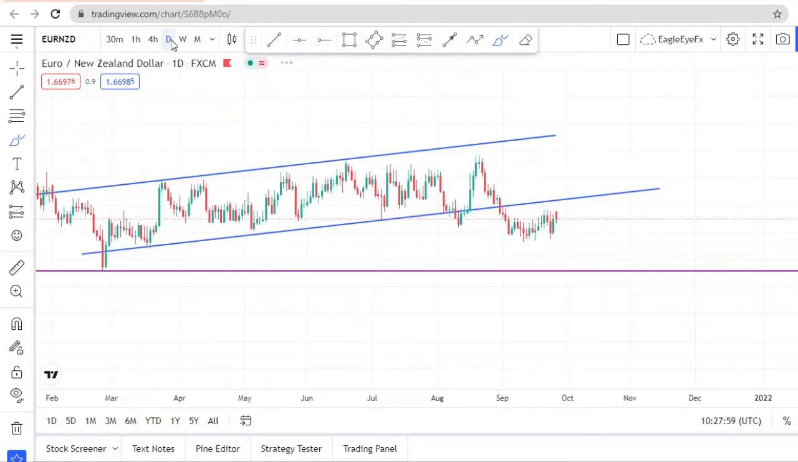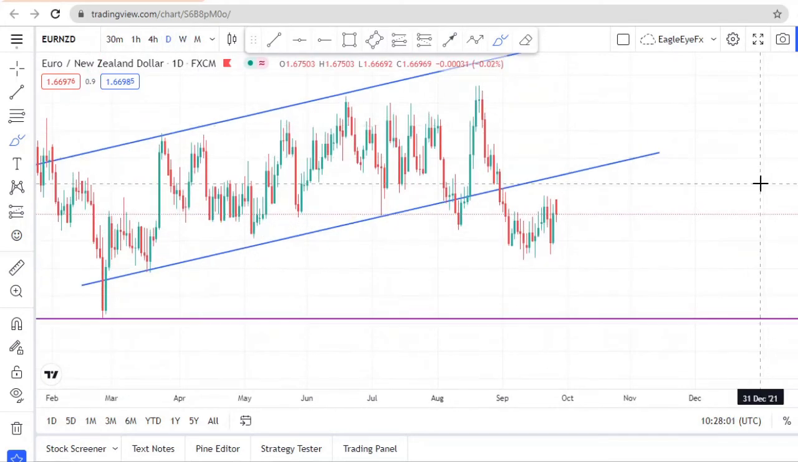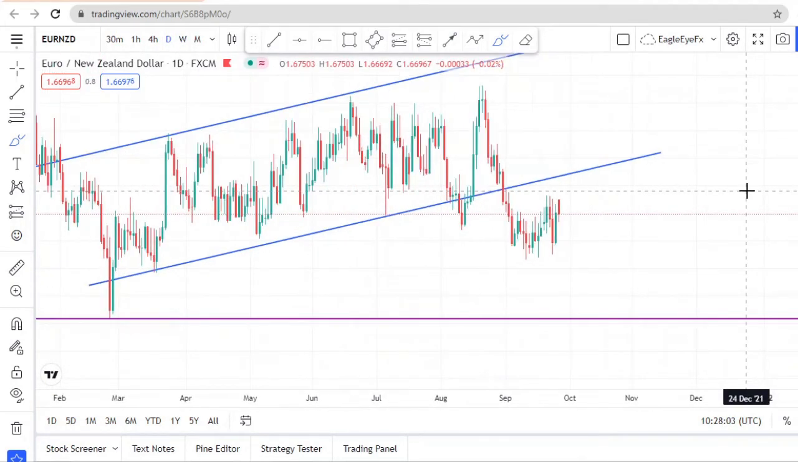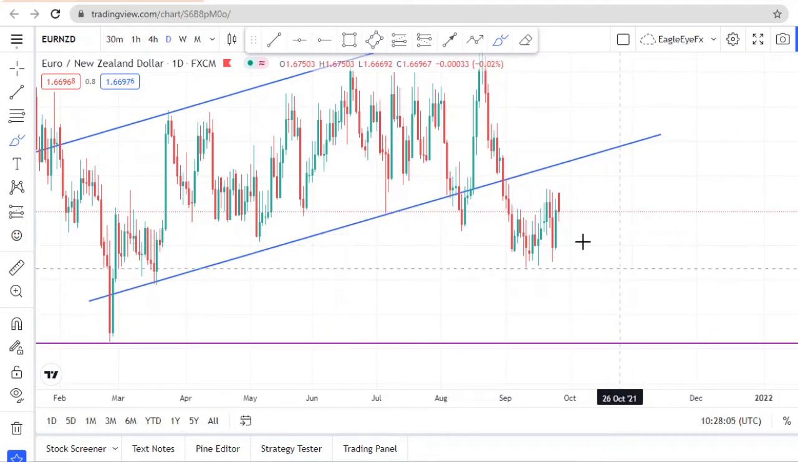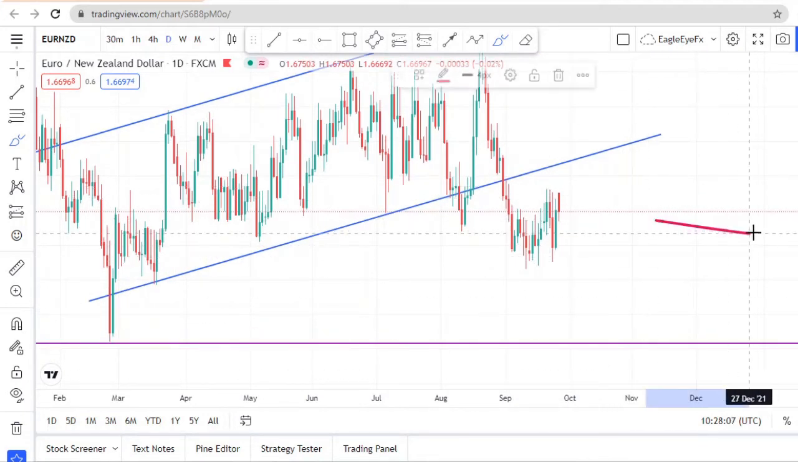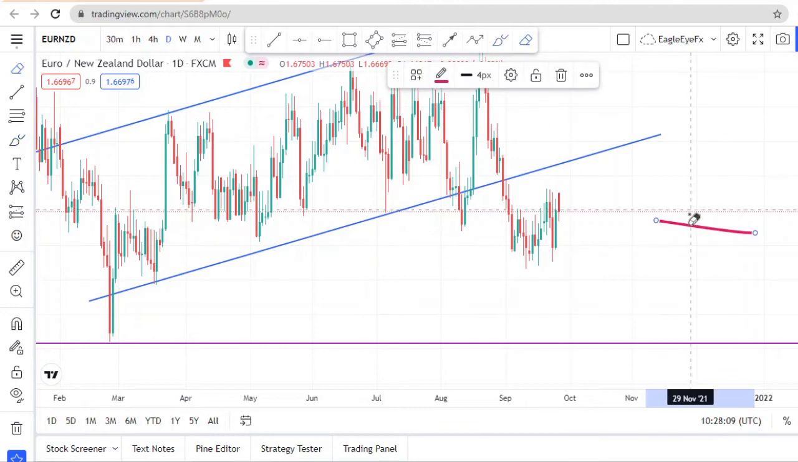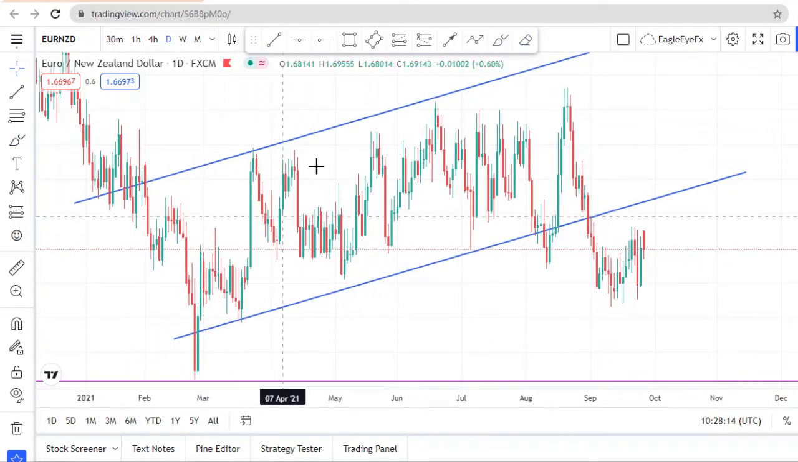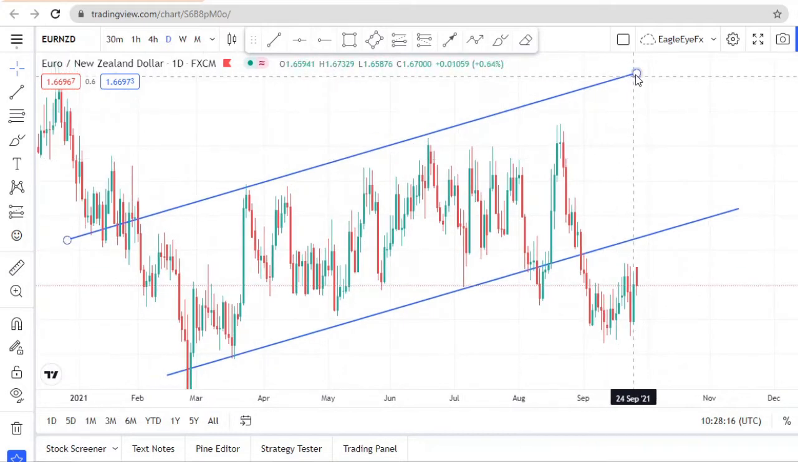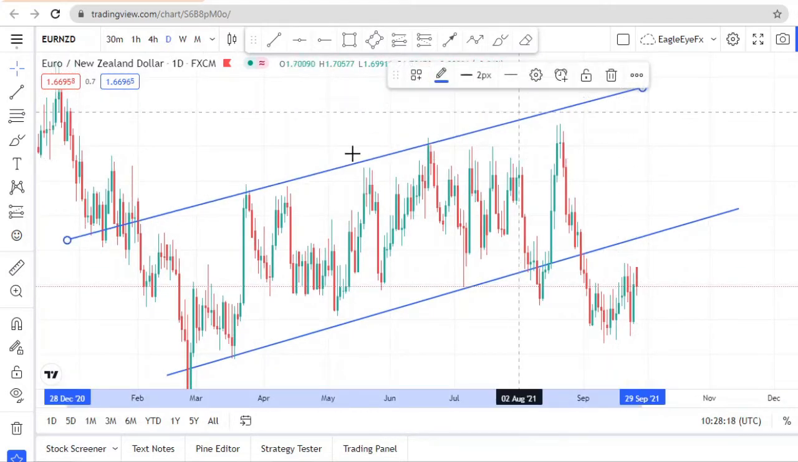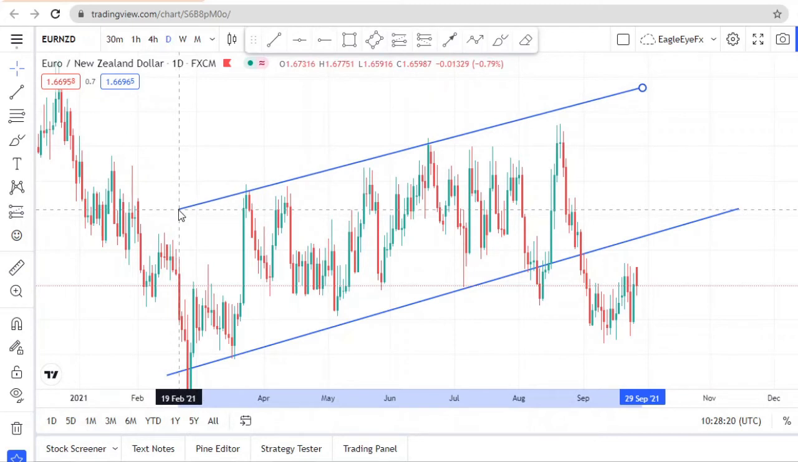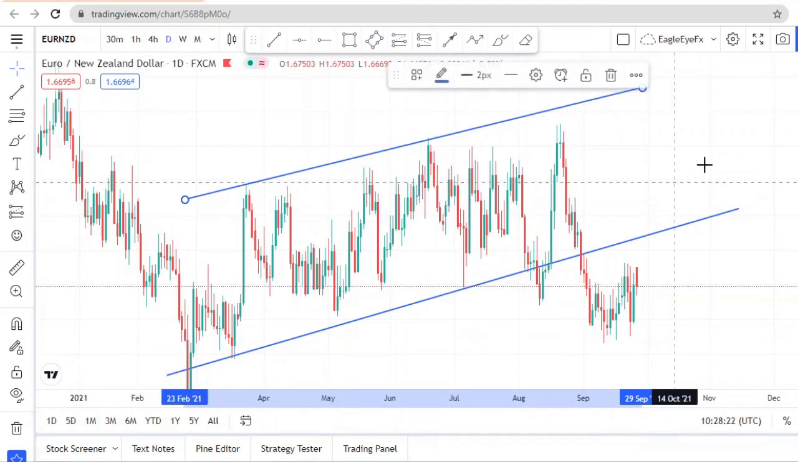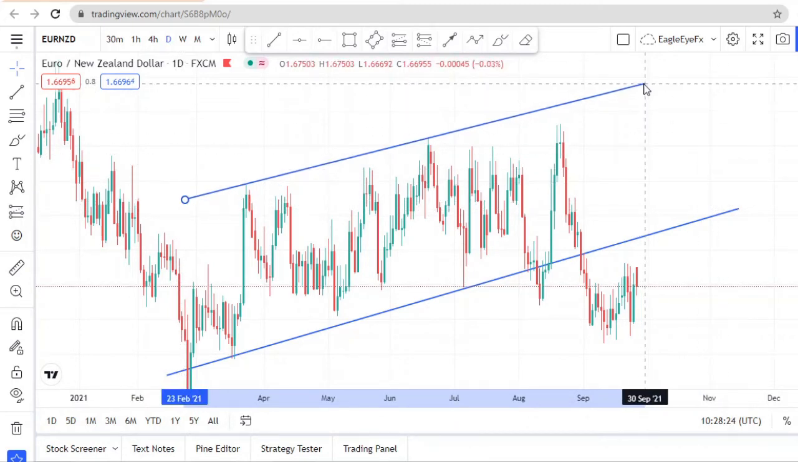Let me go to the daily time frame. So on the daily time frame, what do I see here? It's the same thing here. So we saw consolidation. Okay, so we saw this consolidation here to the upside. All right, let me mark this properly. So we saw that movement.